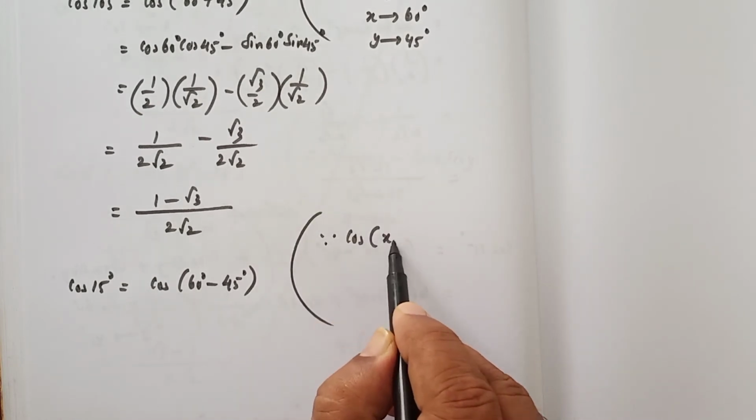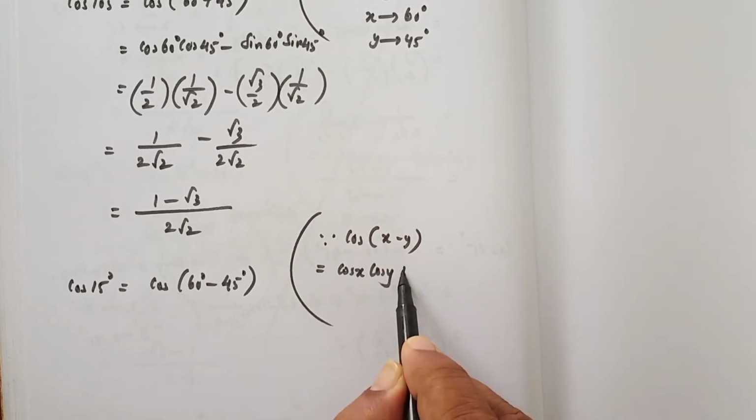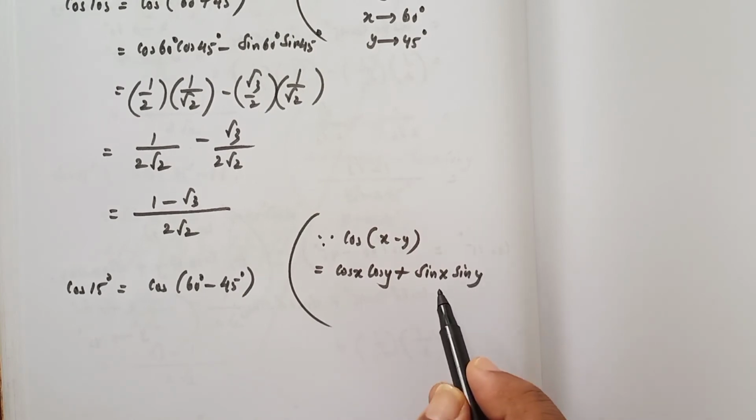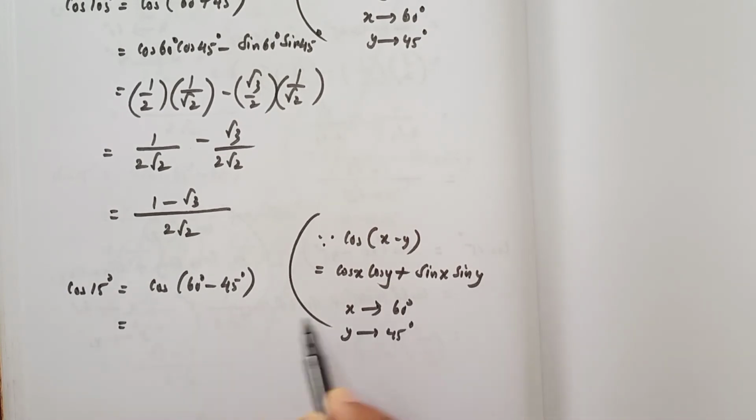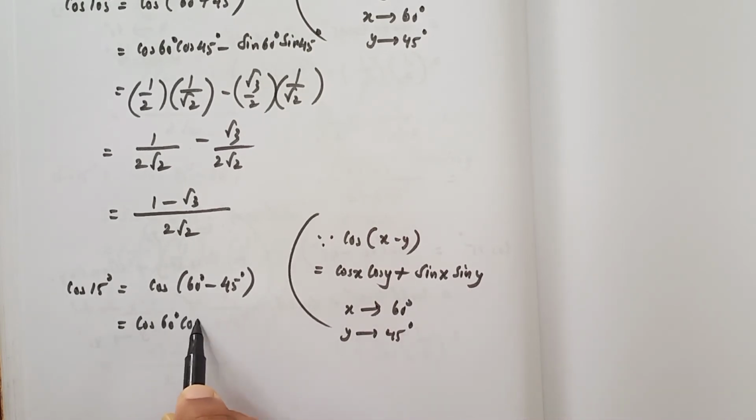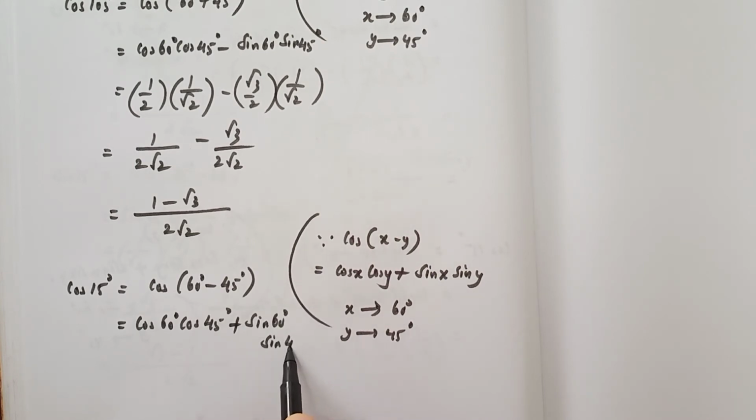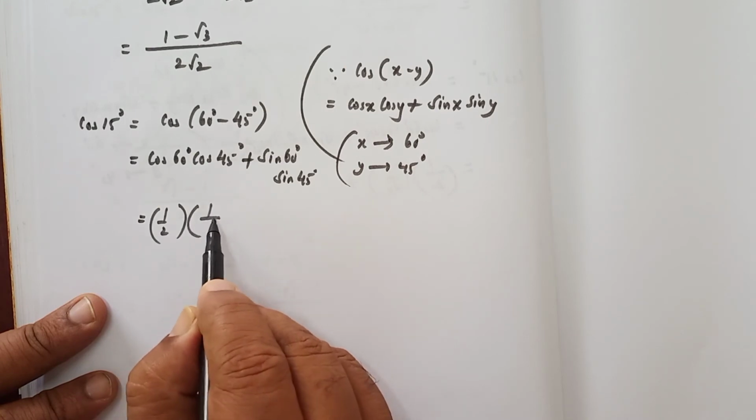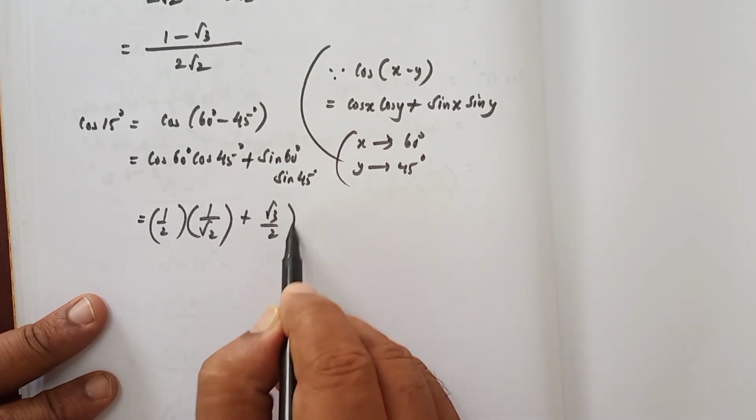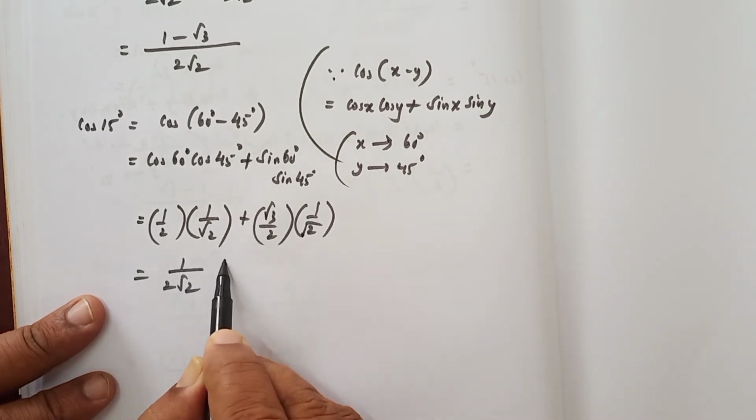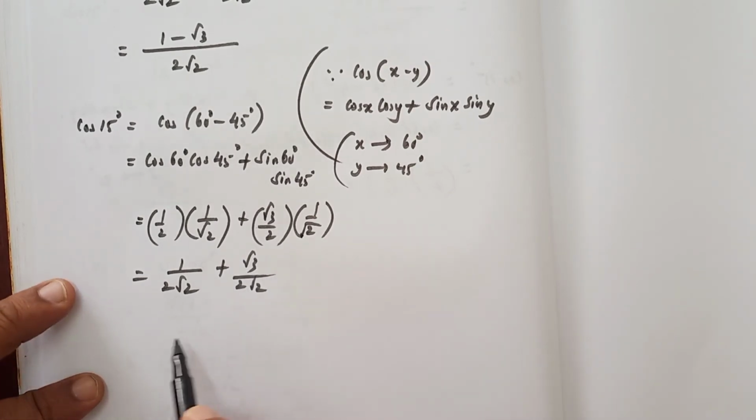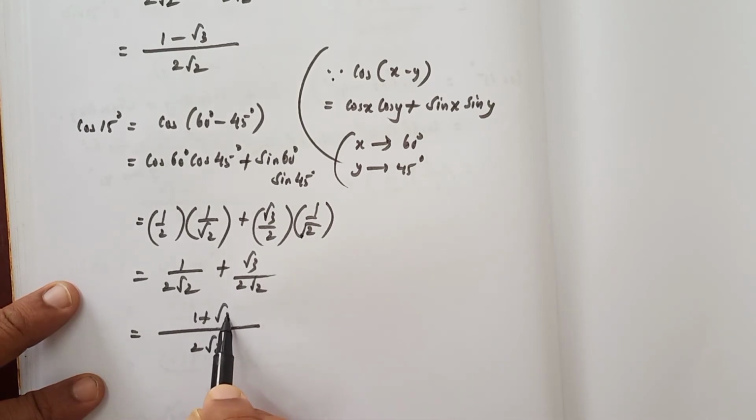Here you can apply the cos of x minus y formula, cos x cos y plus sin x sin y. Here x is equal to 60 degrees and y is equal to 45 degrees. Equals cos 60 cos 45 plus sin 60 degrees into sin 45 degrees. That is equal to cos 60 value is 1 by 2 and cos 45 value is 1 by root 2. Sin 60 value is root 3 by 2 and sin 45 value is 1 by root 2. That is equal to 1 into 1, 1 divided by 2 root 2, like that root 3 into 1 is root 3 divided by 2 into root 2, 2 root 2. We have the common denominator 2 root 2, write the numerator as it is, 1 plus root 3.